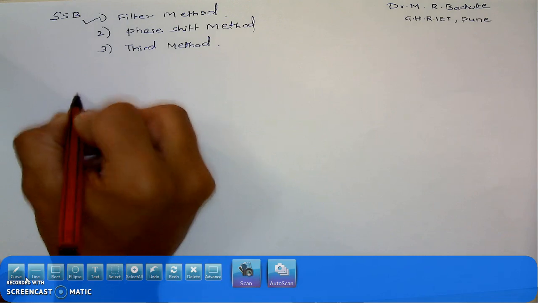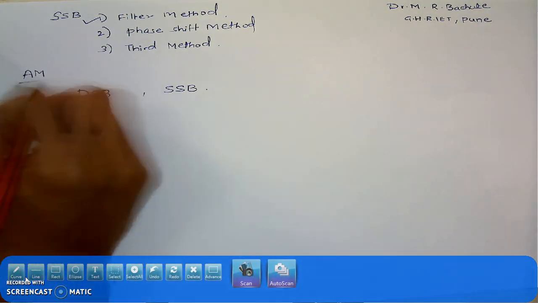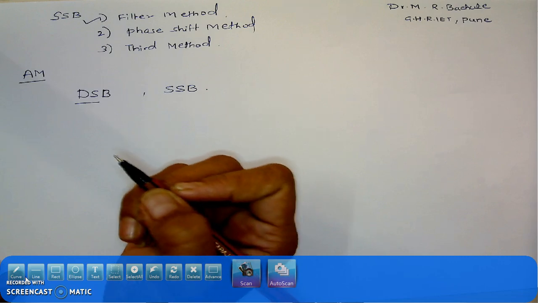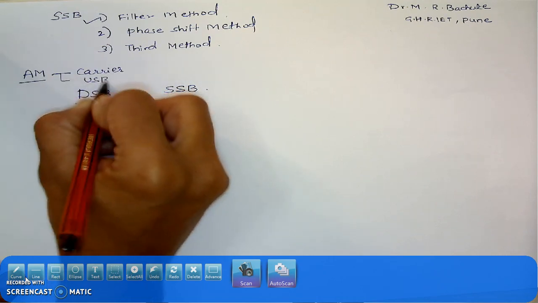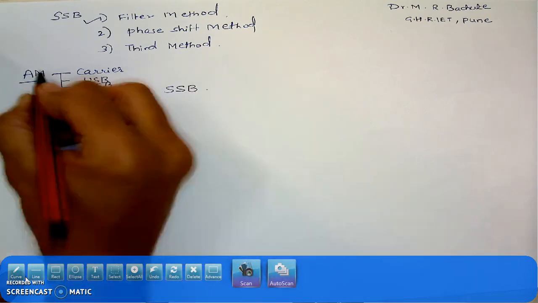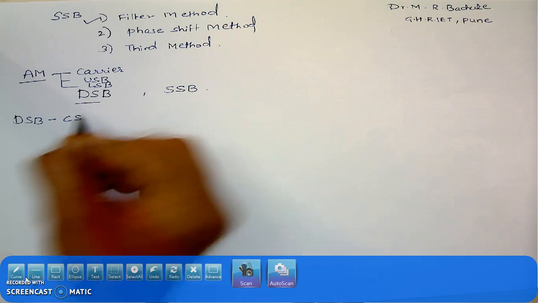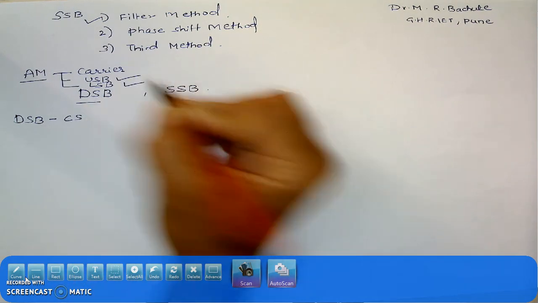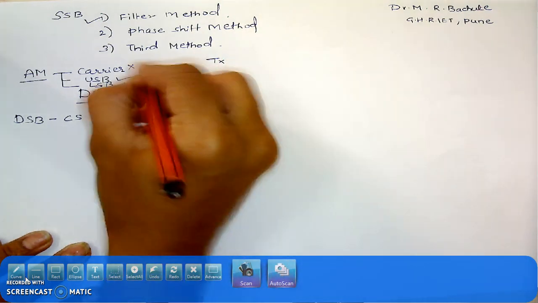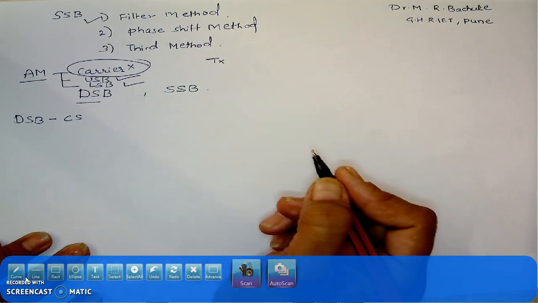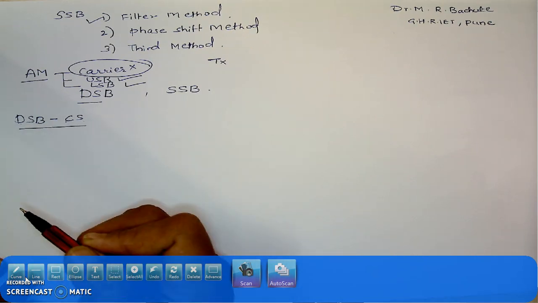Now, basically, what is the difference between DSB and SSB? When amplitude modulation is happening, what are the components present at the output? One is the carrier component, USB component, and LSB component. Whenever we suppress the carrier, because the carrier does not have any information, the information is present in USB and LSB. In order to save power, before transmitting, how about suppressing the carrier, which will save power? So DSB-SC, that is double sideband suppressed carrier, we have already studied in the previous lectures.